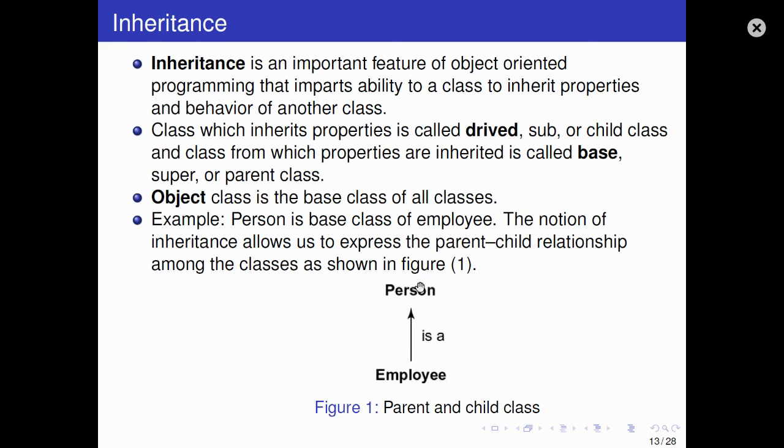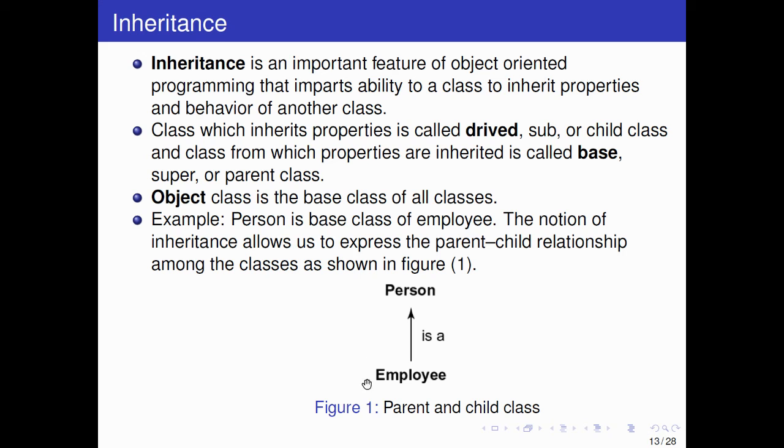See, in an organization, what happens? Every employee is a person. So the employee class will be the derived class, or child class, or subclass, and the person class will be the parent class, or base class, or superclass. But every person may not be an employee. A person may be the owner. So in an organization every person may not be an employee, that may be the owner, but every employee is a person.